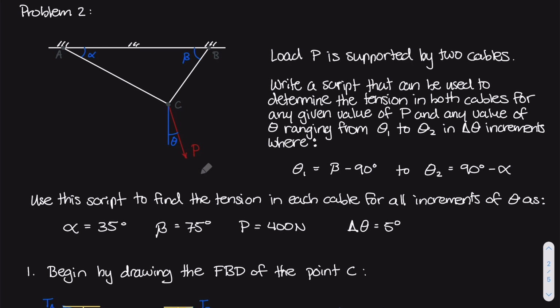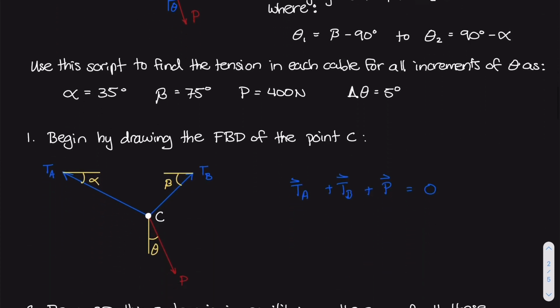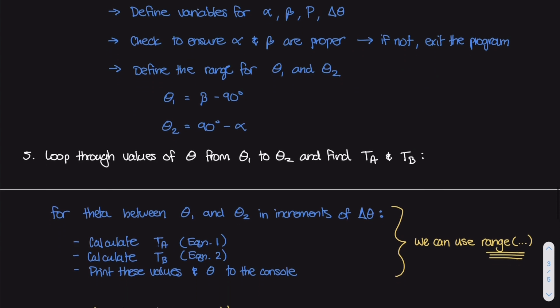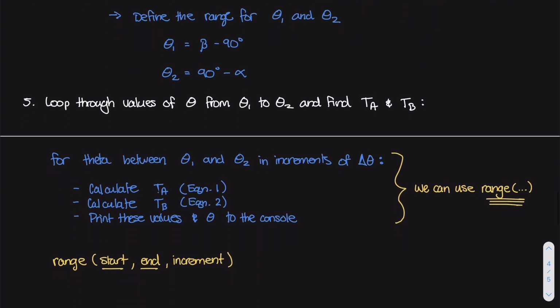For this particular problem, we are looking at an alpha of 35, a beta of 75, a P of 400 newtons, and a delta theta, or the incremental value of theta, of 5 degrees. In the last video, we came up with the algorithm down here. If you haven't watched that last video, I would highly recommend it, because this algorithm is what we're going to implement in this video.